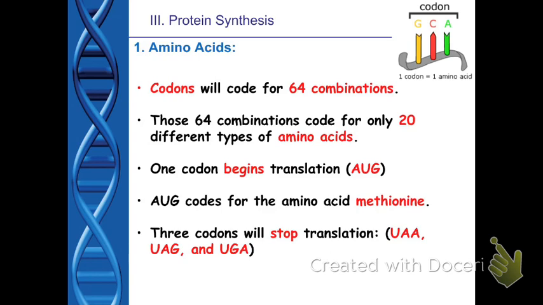So amino acids, they code for 64 combinations. Since you have 4 possibilities, if you multiply 4 by 4 by 4, you get 64. So there's 64 possibilities.